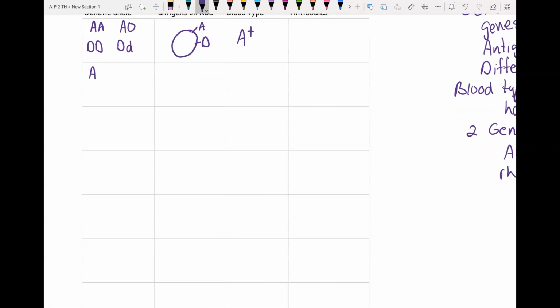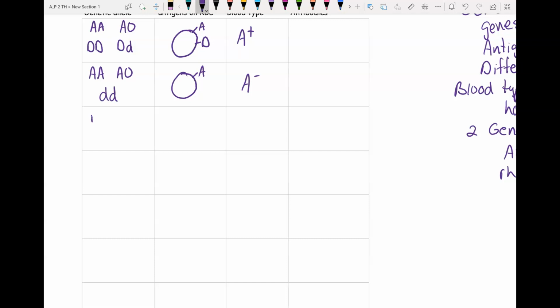Let's say you have, again, either AA or AO, but this time each of your parents gave you a lowercase d. In this situation, you would have the A antigen, but because both of your D's are the lowercase recessive ones, you would not have a D antigen. So all you have is A's. This is A negative.